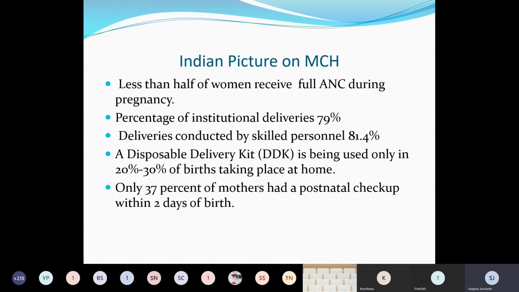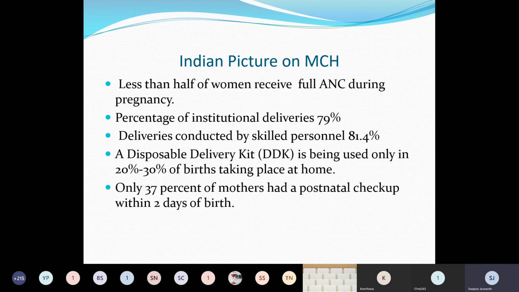Continuing with the same scenario, if you look at the various services provided by the government and the services accepted by the ANC mother, we have a minimum of 4 antenatal checkups to be given to the pregnant mother. If you look at the statistics, less than 50% of the women receive full antenatal care during their pregnancy. Now the number of institutional deliveries has gradually increased. Now we have 79% of the total deliveries in India occurring in institutions.